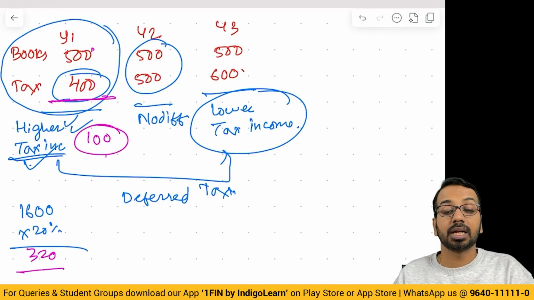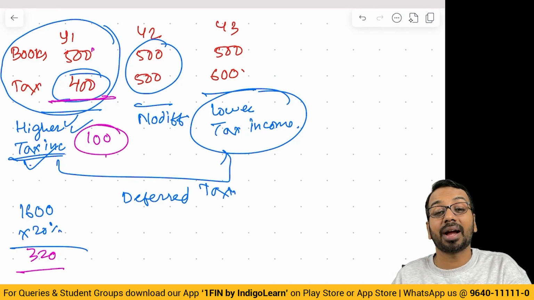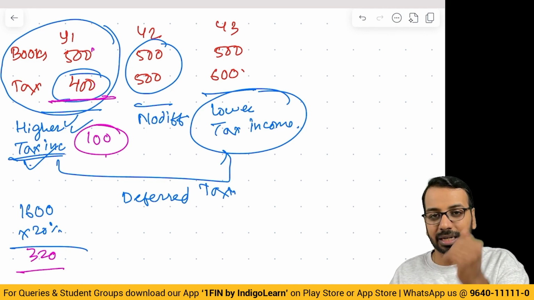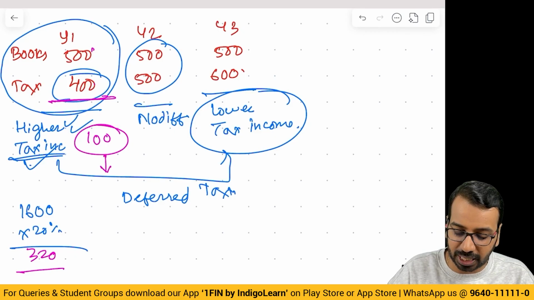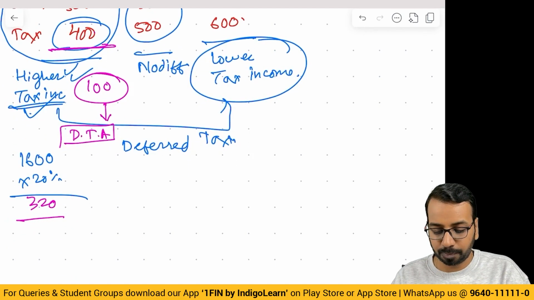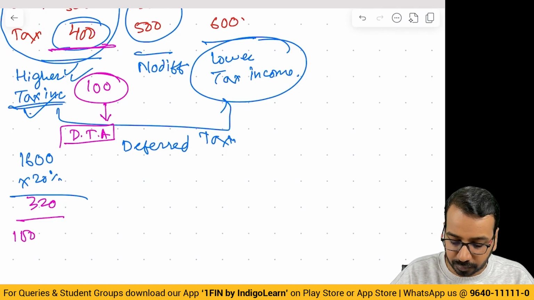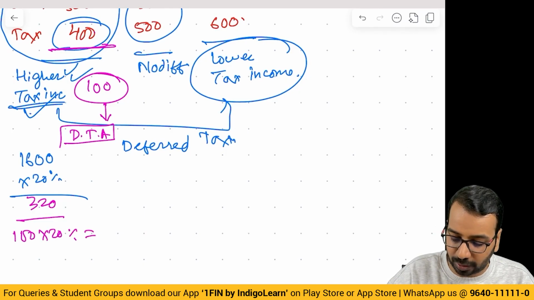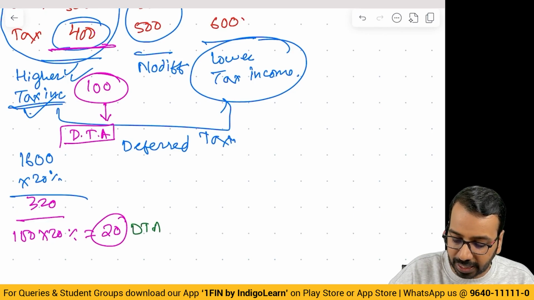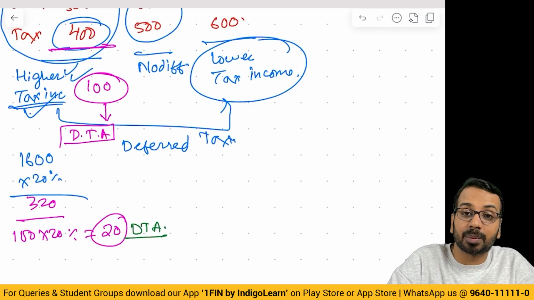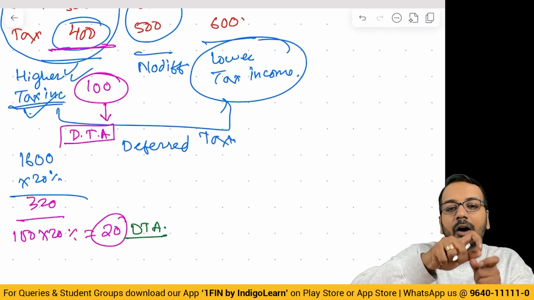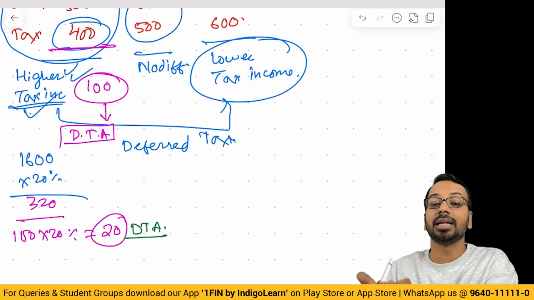And because of this difference, there is a difference of 100. Because of this difference will give me some kind of benefit in the future. That benefit which I get is called a deferred tax asset. So on 100 multiplied by 20%, I get how much? I get 20 worth of deferred tax asset. This is a benefit. So what does this benefit represent? This benefit represents a future reduction in tax liability in the 3rd year.